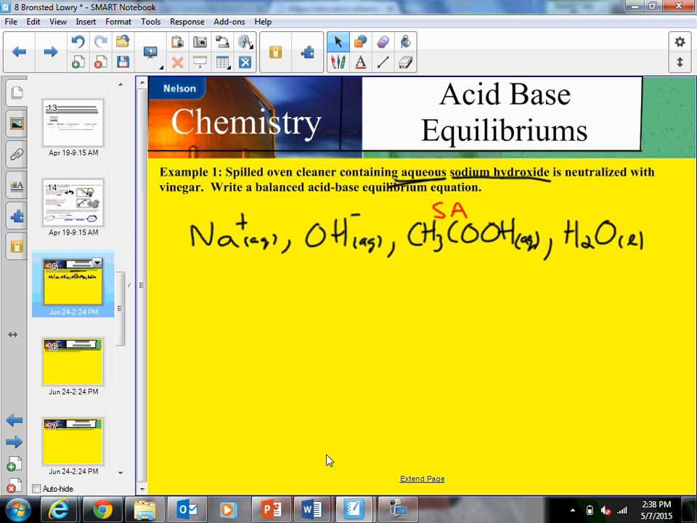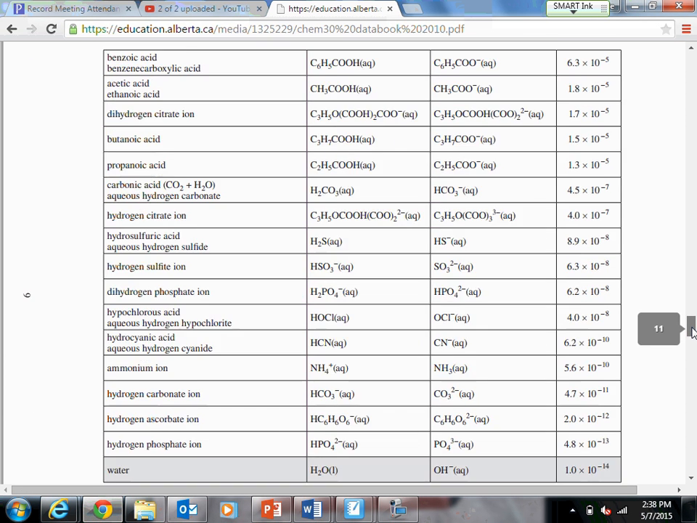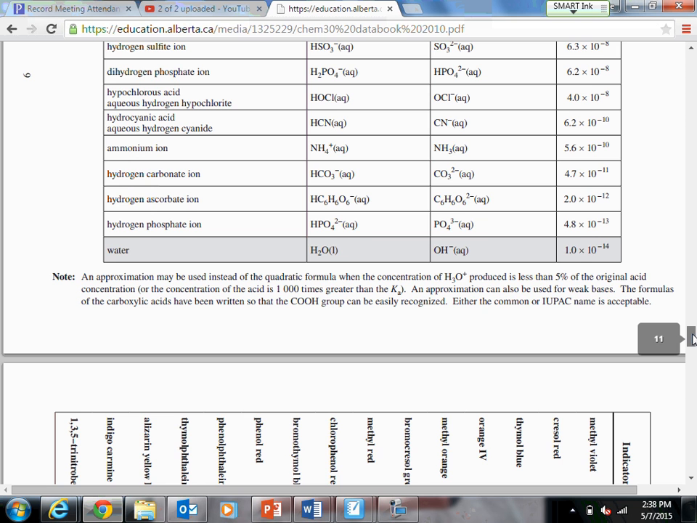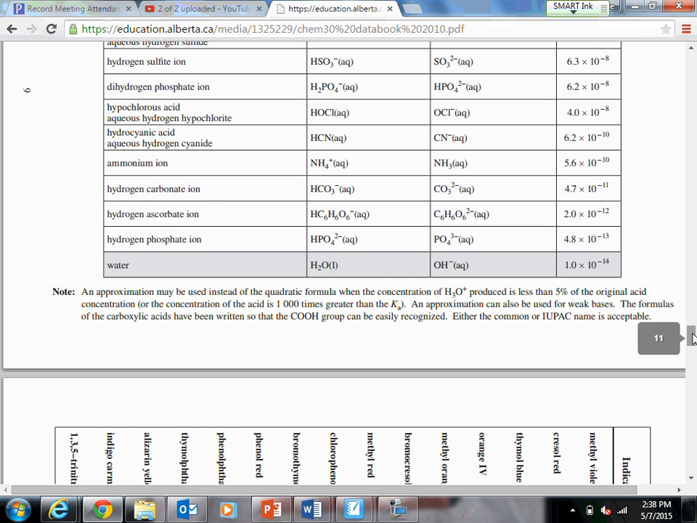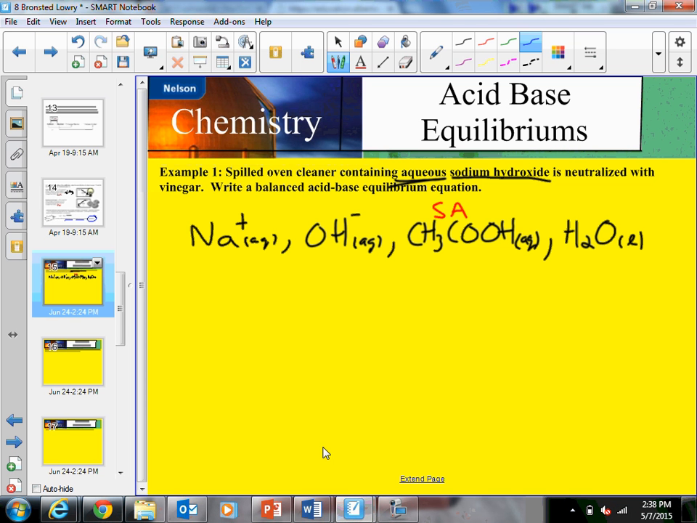Then we start from the bottom of the other column, so our base column, start bottom up until we see our first base. And in this case, hydroxide is right at the bottom. So this will be our strong base. So we're done up to our third step. Now all we have to do is put this in an equation form.